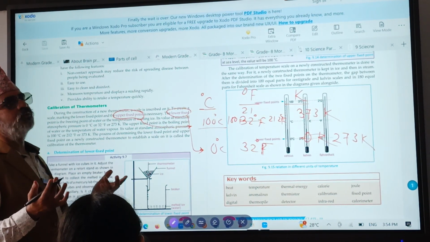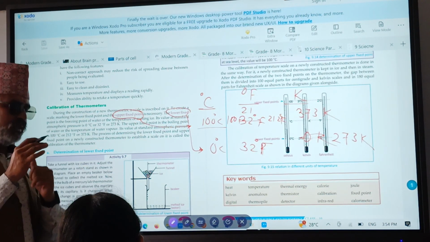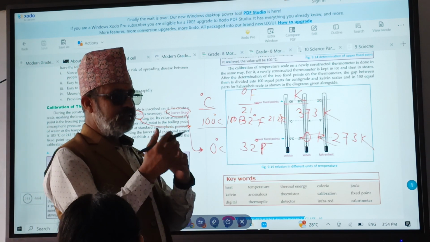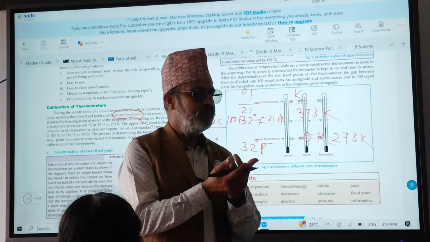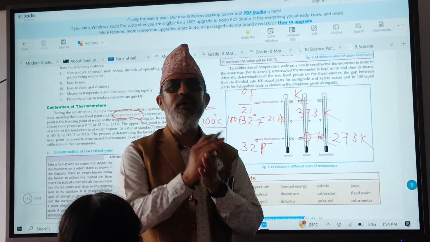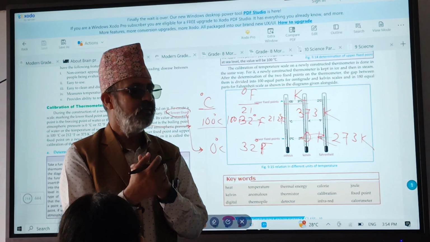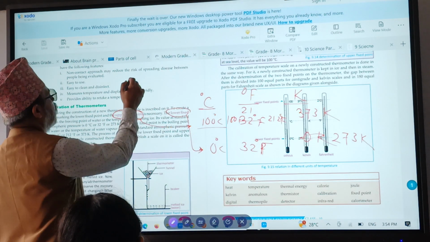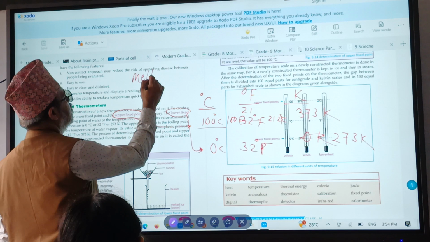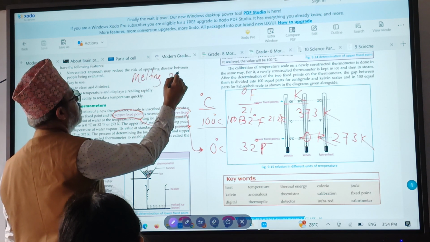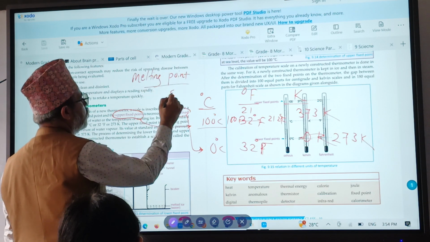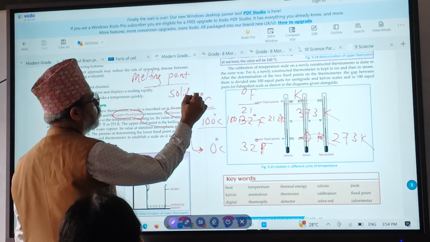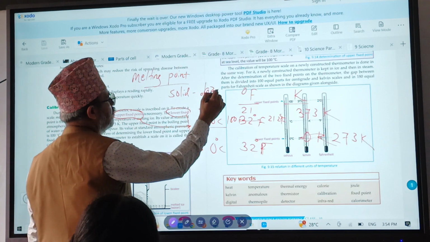Or solid. No, actually listen. Water changes into liquid, changes into solid, that is the same. Melting point and freezing point you have to remember. Okay, one second, let's remember. What is here? Melting point. What is melting point? The temperature at which solid changes into liquid.